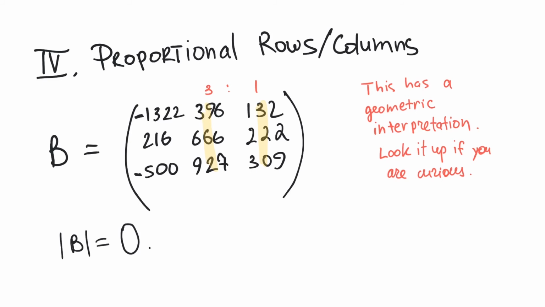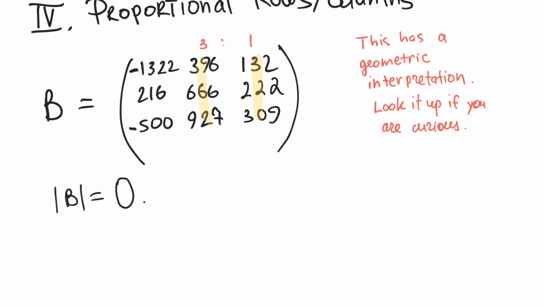So it could be columns or it could be rows. So perhaps you could have the first and the second row be proportional, all the same. The determinant is going to be equal to 0. And that is very convenient, saves you a lot of time sometimes. So pay attention to that.